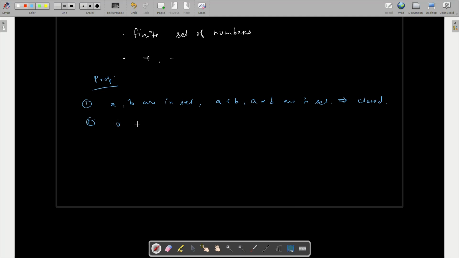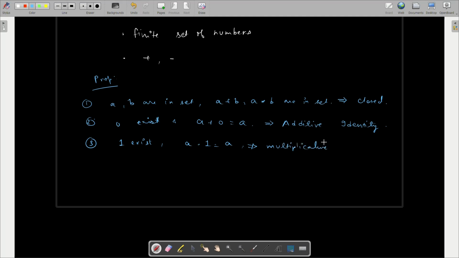Number two, zero exists, and it has a certain property: if I have a and I add 0 to it, it will always give me a. We call this the additive identity. Number three, one also exists, and it has a certain property, which is that a dot 1 is always equal to a, which means it is the multiplicative identity.